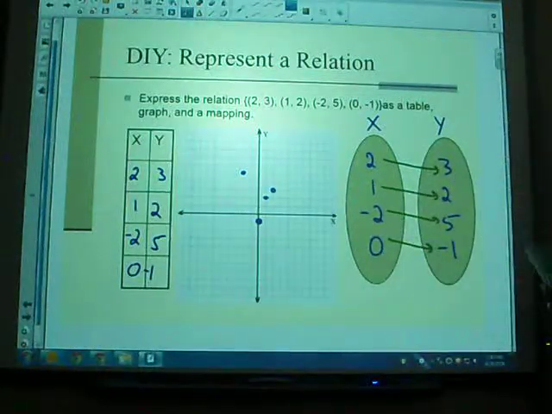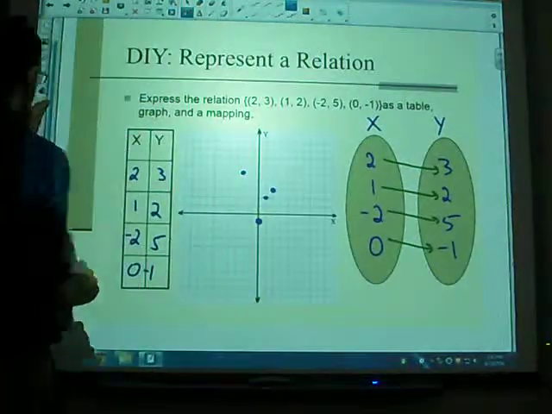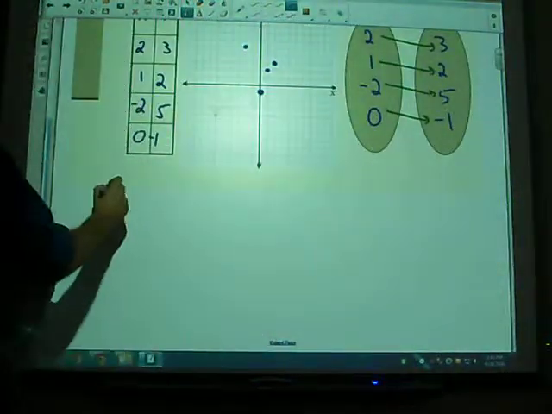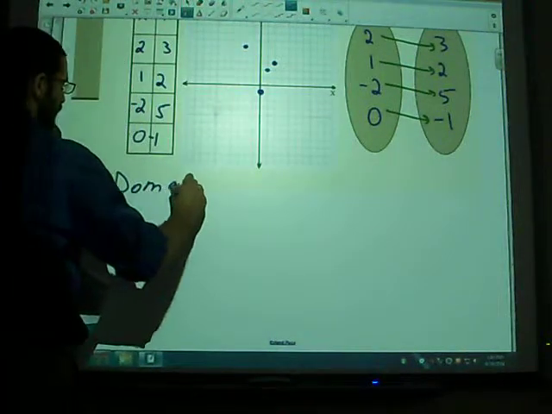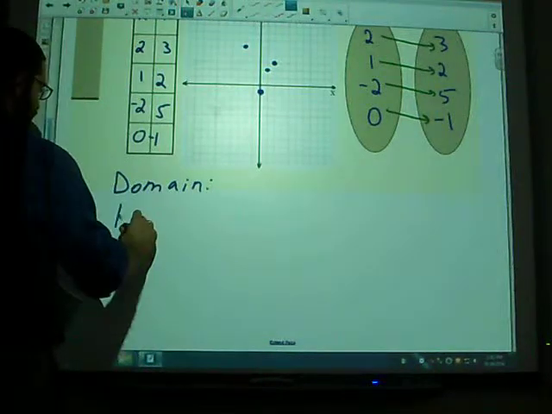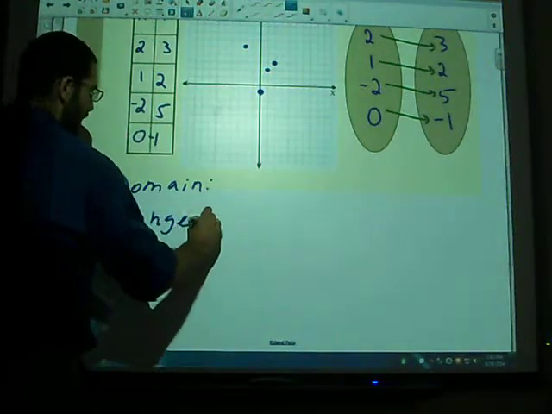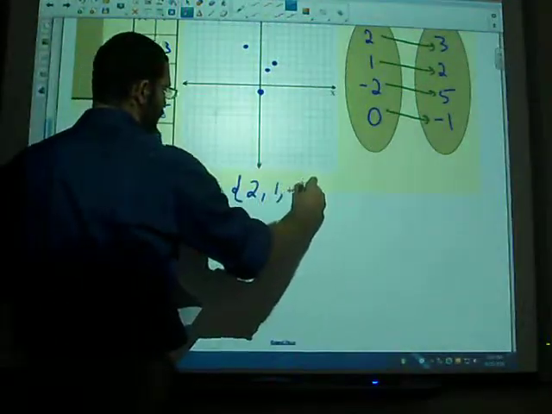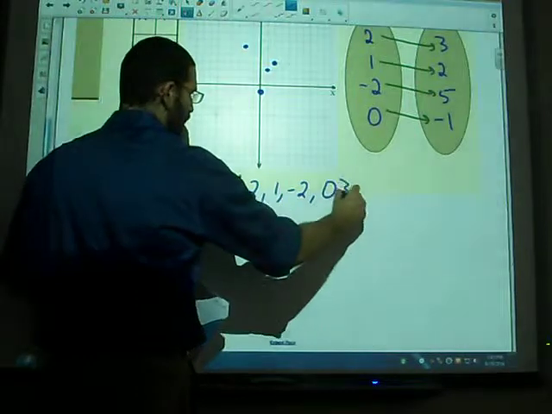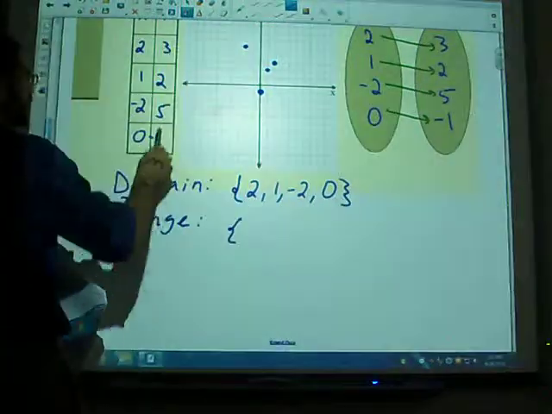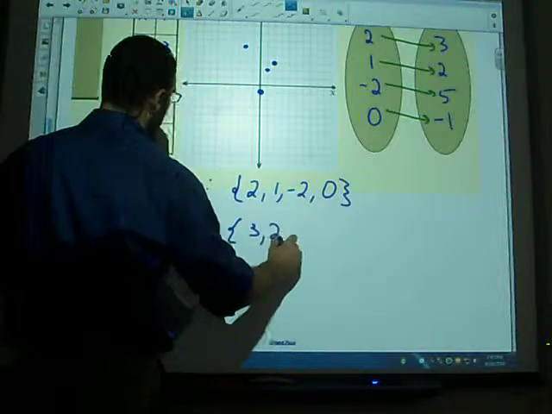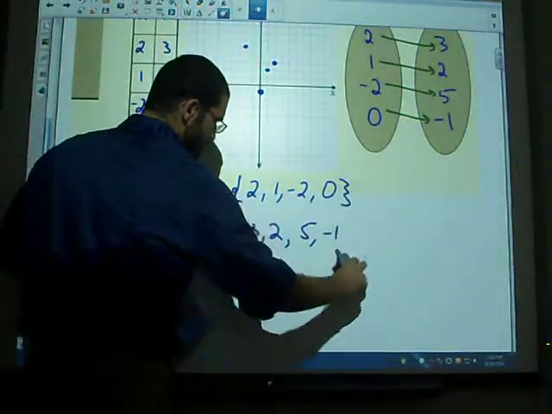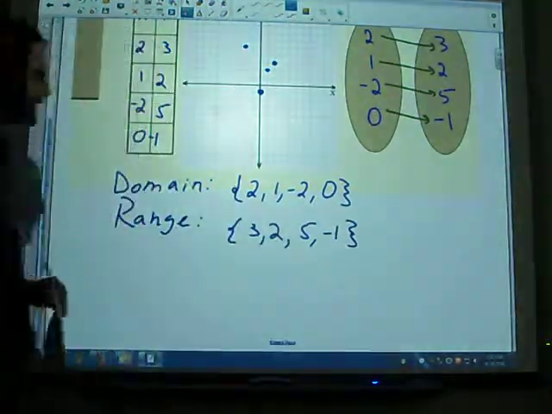Check your answers with what you have, or what I have on the board. And also, I will write down the domain and range. Range is y values. So please check your work.